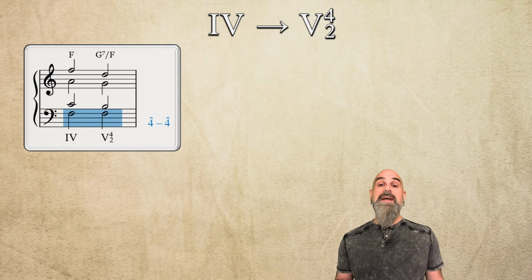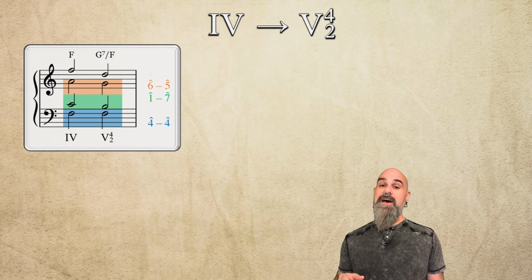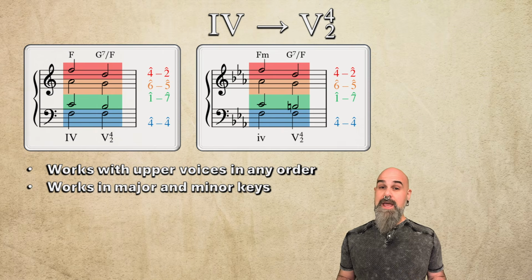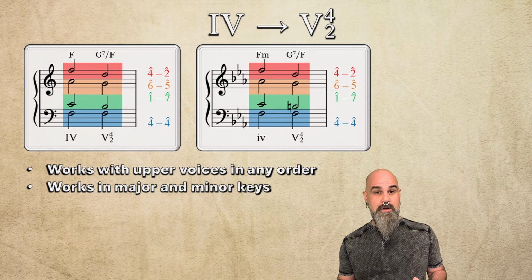The standard move when connecting any 4 chord with a 5 chord is to move all of the upper voices down, 1 to 7, 6 to 5, and 4 to 2. This option always works in both major and minor keys, no matter the voice order.